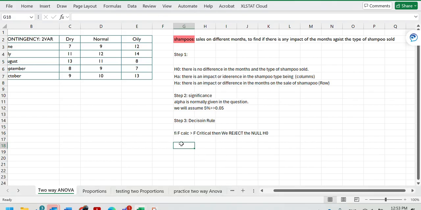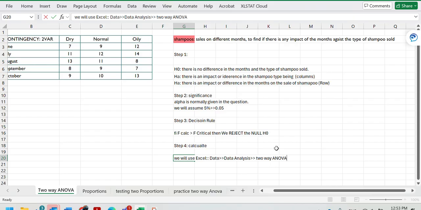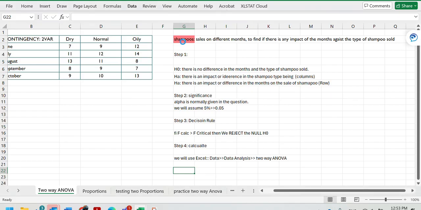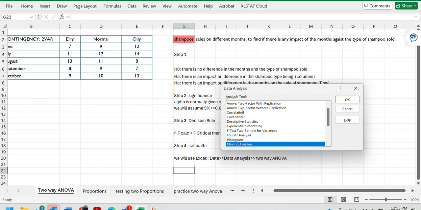So next step is step 4, which is calculation. We will use Excel. Where in Excel? Data analysis. Within data analysis, there is two-way ANOVA. So we will go there. I will just go straight away. Data analysis. So the second one: Two-factor with replication, without.